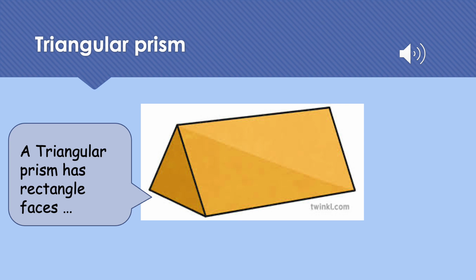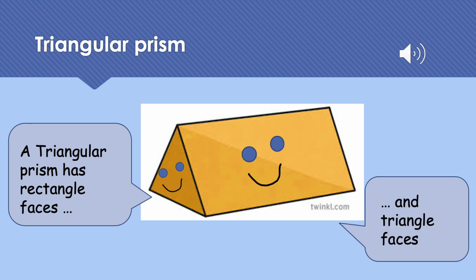Our last shape is called a prism. Can you try and say that word? Prism. This shape is actually called a triangular prism because it has triangles on it. A triangular prism has rectangle faces and triangle faces.